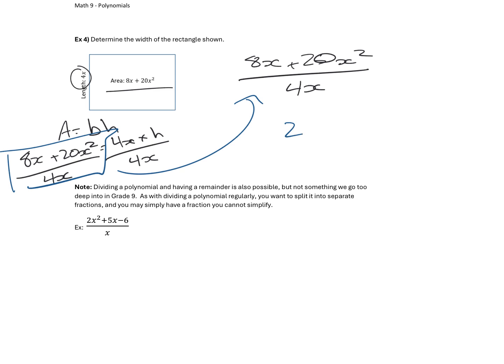So I'm left with 2. 20x squared divided by 4x. So I'm still in the positive. 20 divided by 4 is 5. And x squared divided by x is x, because x to the power of 2 minus 1 equals x to the power of 1. Or if you want to think of it this way, we have 20x times x over 4x, so these two x's we can cross out. 20 divided by 4 leaves me with 5, and I have this x remaining, so I get 5x. So the width is equal to 2 plus 5x.